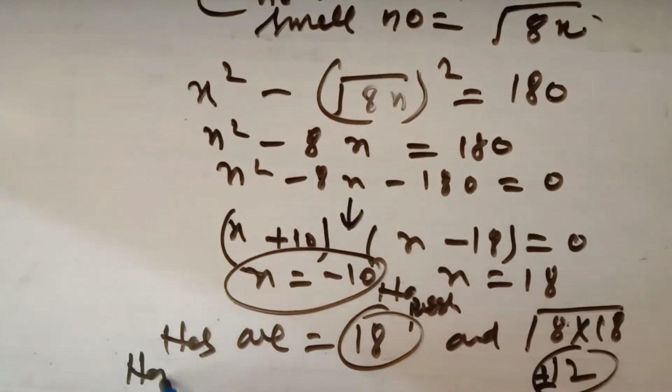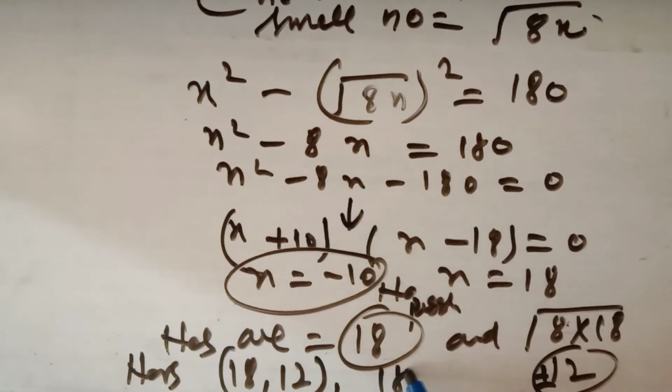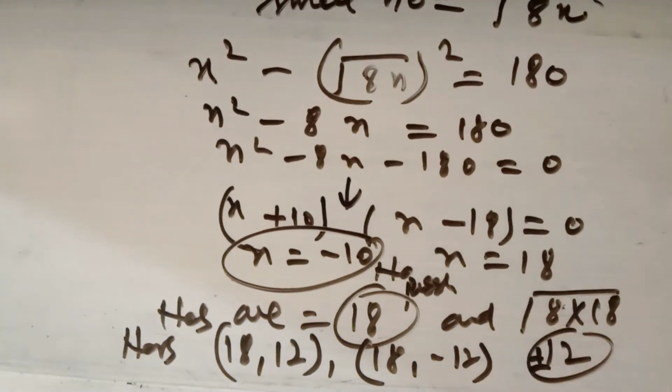So the numbers are 18, 12 and 18 minus 12. So these are the possible numbers: 18, 12 and 18 minus 12. So this is the question number.